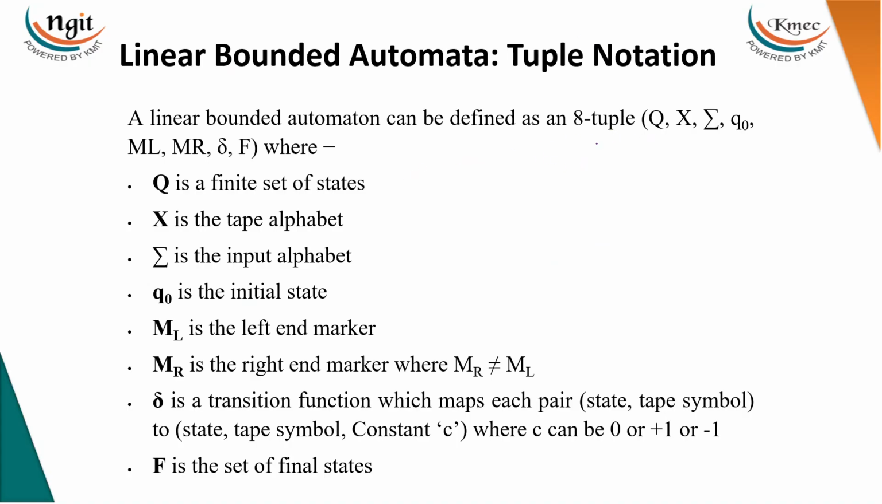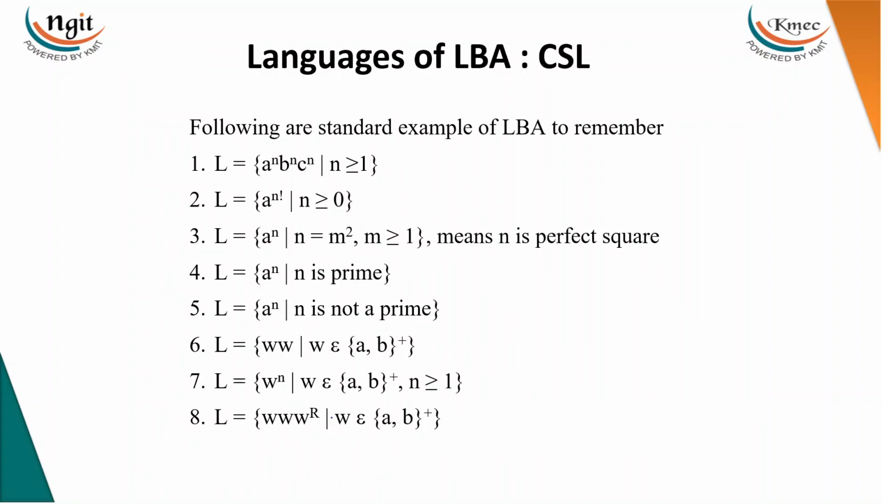The linear bounded automata tuple notation is denoted with 8 tuples. Q is a set of finite states as usual. X is the tape alphabet and sigma is the input alphabet. So tape and input alphabet are different. Q naught is the starting state. ML is the left hand marker and MR is the right hand marker. Then the transition function, same thing, whatever transition function we used for the Turing machine, and F is a set of final states.